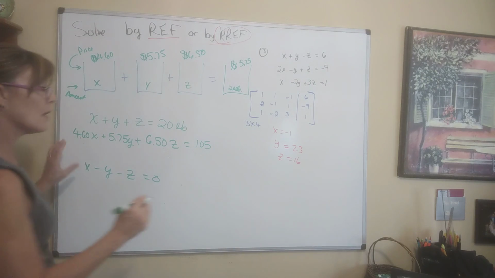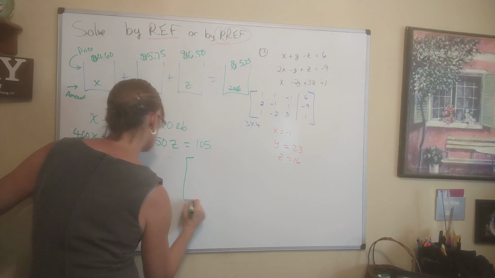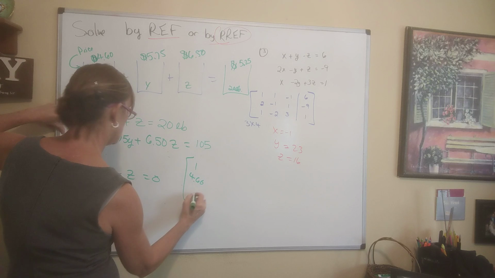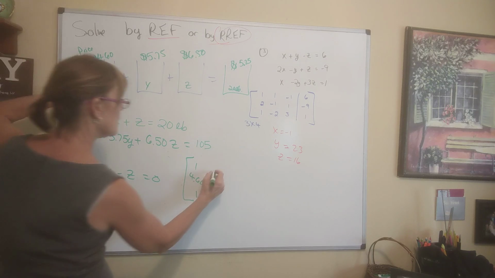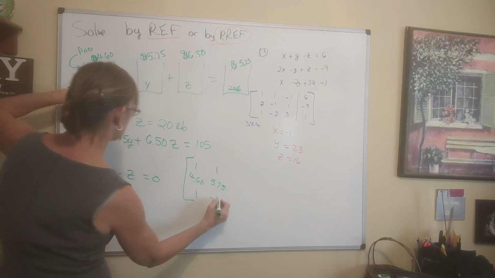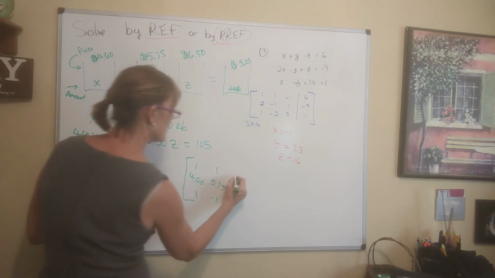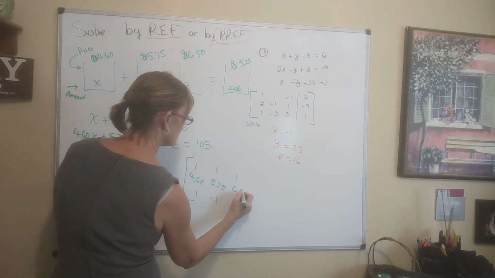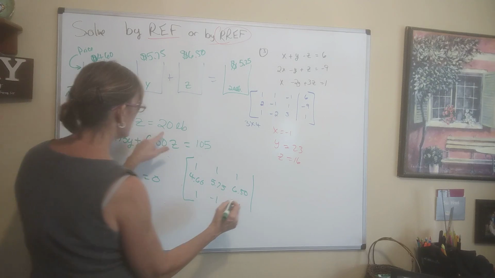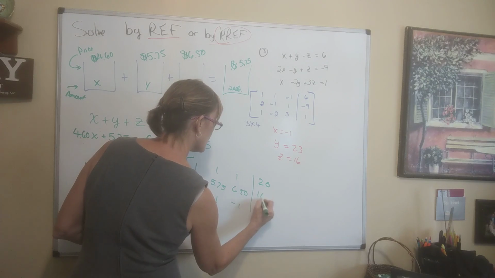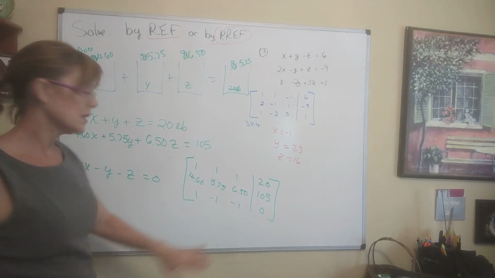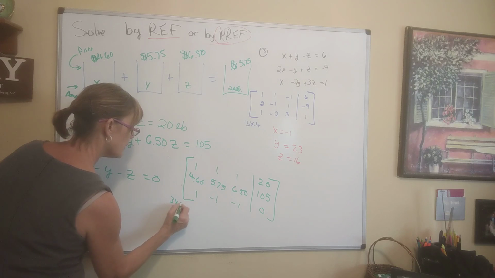Now, I'm going to write this in an augmented matrix. Ready? 1, 4.60. For the Y's, 1, 5.75, negative 1. For the Z's, 1, 6.50, negative 1. I'm augmented with 20, 105, and 0. This is my augmented matrix. It is a 3 by 4.